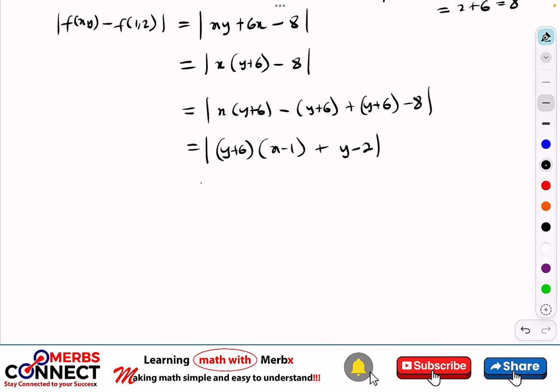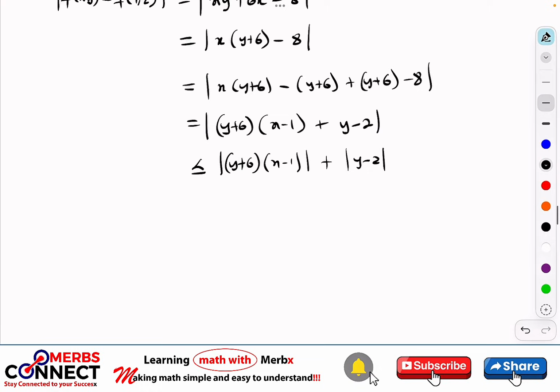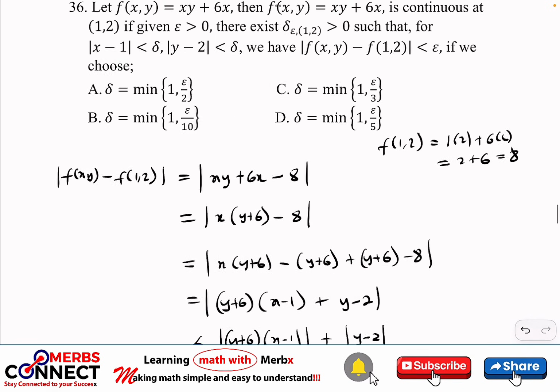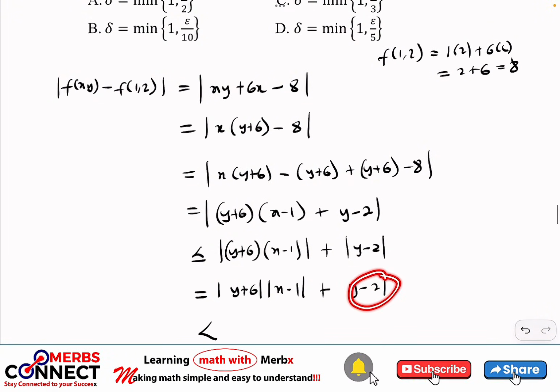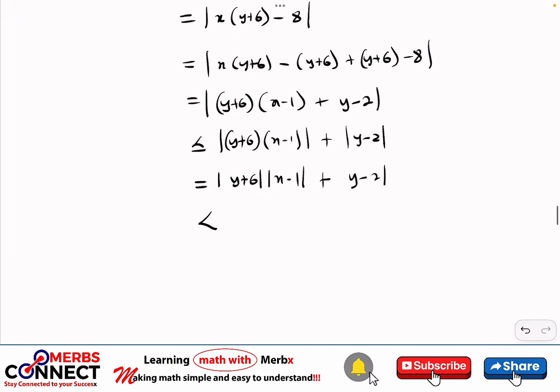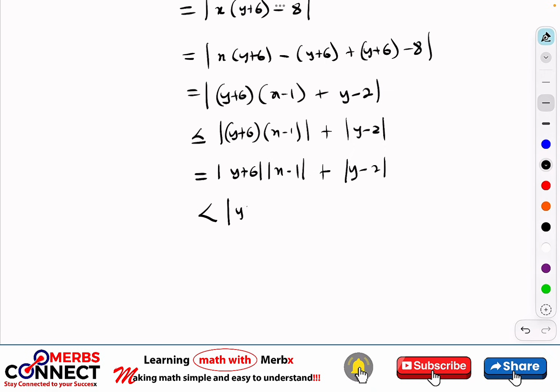So let's use the triangle inequality. This is the same as absolute of y plus 6 times x minus 1 plus y minus 2. Now I can write this as absolute of y plus 6 times absolute of x minus 1 plus absolute of y minus 2. This is less than, because now this is less than delta and this one too is less than delta. So we can replace them to have absolute of y plus 6 times delta plus delta.